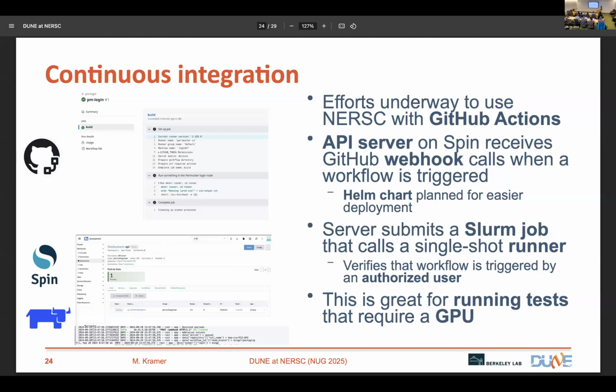Another area that we're taking advantage of NERSC is in continuous integration. So we're working on getting our GitHub Actions to work with runners hosted at NERSC. Pigface's been helping us with that. And so the way this is implemented is with an API server that runs on Spin. When a GitHub workflow is triggered by, like, a pull request, then that workflow will use a webhook to call out to that API server. And then the server will submit a Slurm job that will then, within the job, call a single shot runner that runs the workflow after verifying that it's an authorized user who actually triggered it.